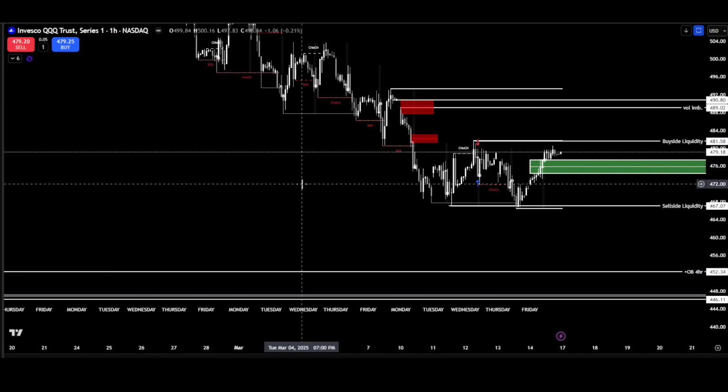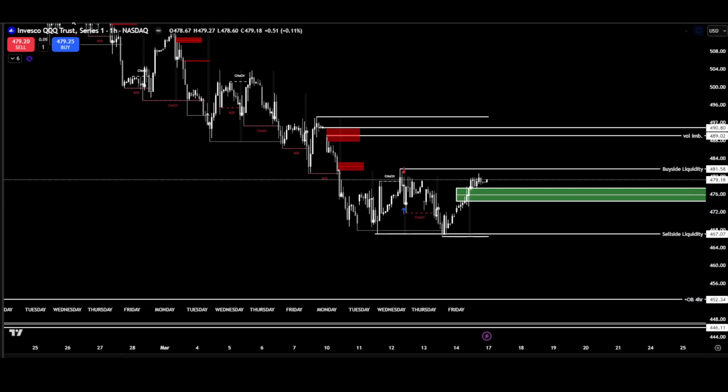So nothing much cooking on the 1 hour chart other than what we already had on there, right? And you can also see this buy side liquidity level. It's also inside this fair value gap. It's almost a consequent encroachment, but not quite perfect like the other one was. But again, this level is basically inside this fair value gap.